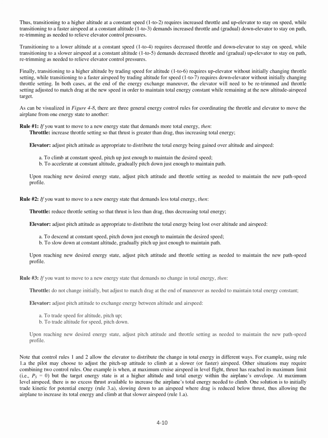One example is when, at maximum cruise airspeed in level flight, thrust has reached its maximum limit, i.e., PS equals 0, but the target energy state is at a higher altitude and total energy within the airplane's envelope. At maximum level airspeed, there is no excess thrust available to increase the airplane's total energy needed to climb. One solution is to initially trade kinetic for potential energy. Rule 3.a: slowing down to an airspeed where drag is reduced below thrust, thus allowing the airplane to increase its total energy and climb at that slower airspeed. Rule 1.a.